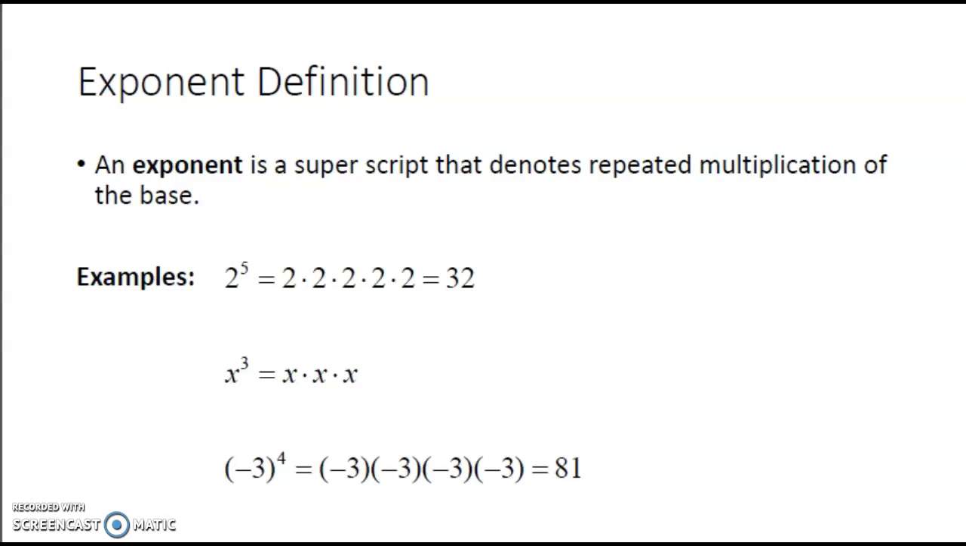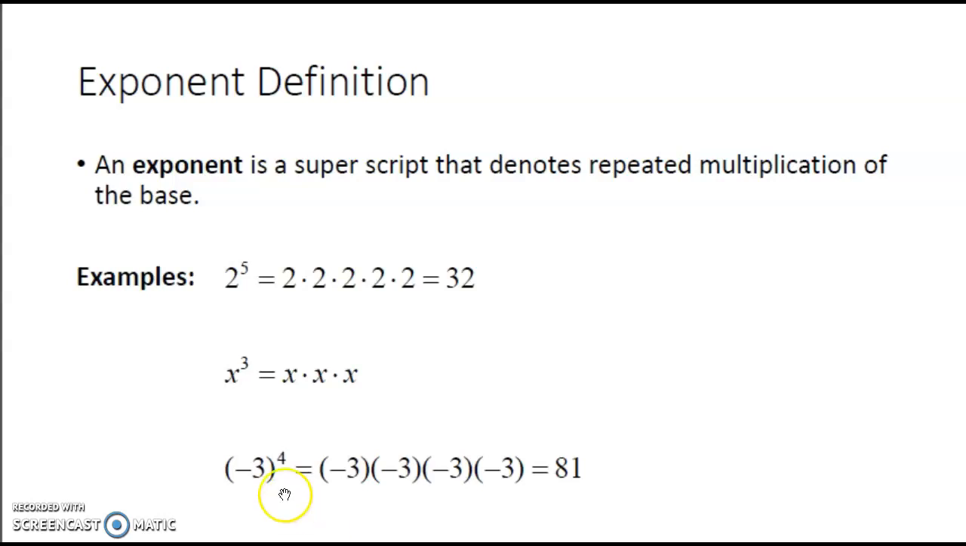But sometimes your base is a variable. In the next example, you have x to the third power. X could be any real number in this case. We don't know what x is, but we could write it in expanded form as x times x times x. Here's another example of a numerical base. Remember, your base could be any real number. In this case, the base is -3, and if that -3 is raised to the 4th power, then you're multiplying -3 times itself 4 times, and that gives you +81.